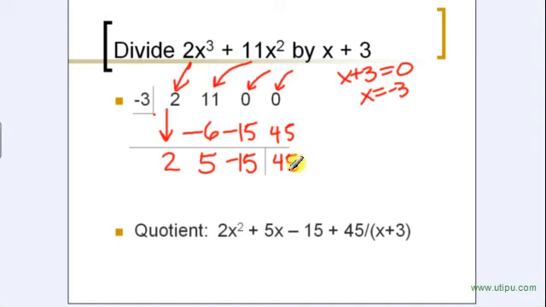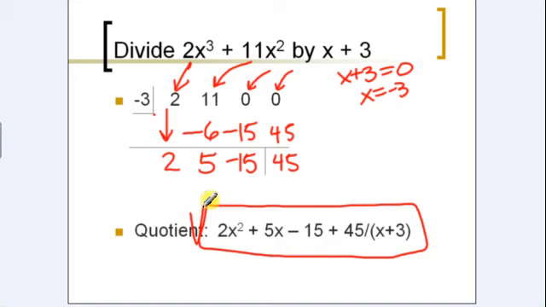Did you get a remainder of 45? Now to write our answer, remember to put the x's back in. And we can write it as 2x squared plus 5x minus 15 plus our remainder of 45 over what we're dividing by, x plus 3.